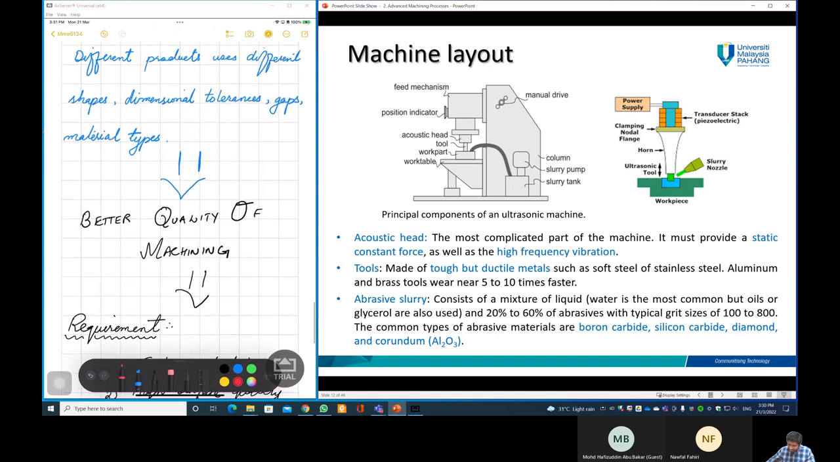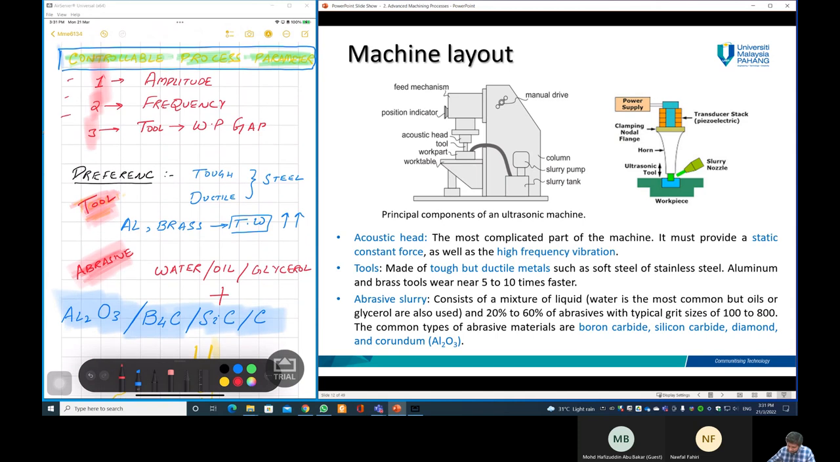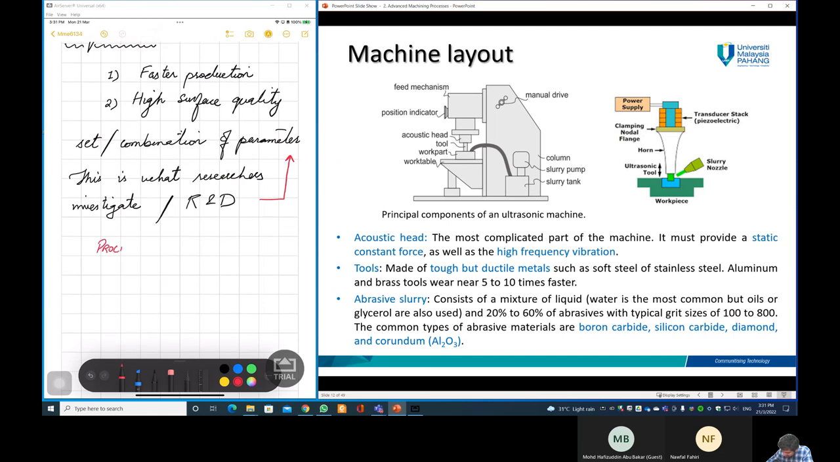So when I go back, I can see how many parameters I can change. 1, 2, 3, 4, 5, and there must be others as well. So I have got 5 parameters, and within the 5 parameters I can change additional levels. So here you can see I can change the tool, I can change the brass, I can change the type of abrasive also, and type of slurry material also. So let's say I want to make a process parameters table.